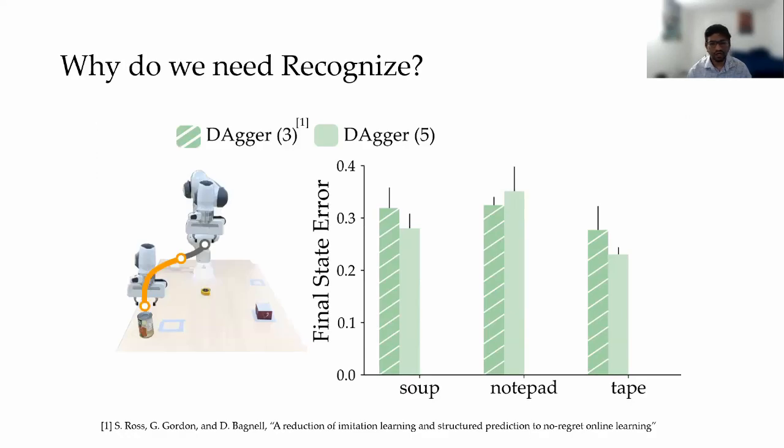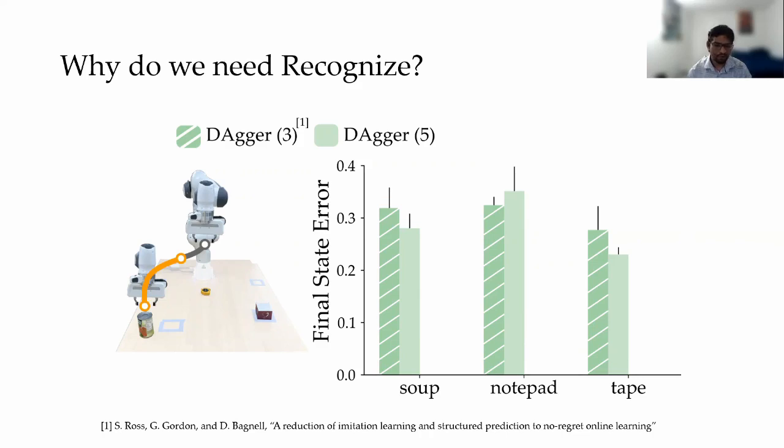The first thing we wanted to analyze is, do we need a separate module for task recognition? What I mean by this is, can we obtain similar performance by just training a policy on the dataset without embedding to the latent space C. To test this, we created an experimental setup as seen here on the left. We have 3 potential goals: a can of soup, a notepad, and a measuring tape.